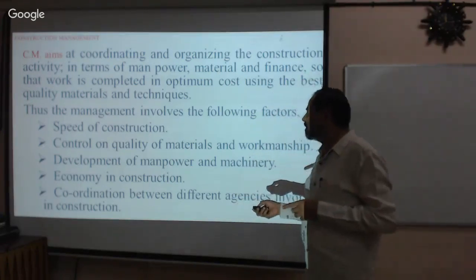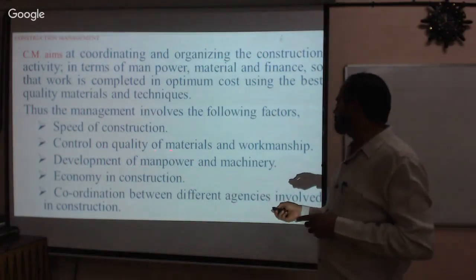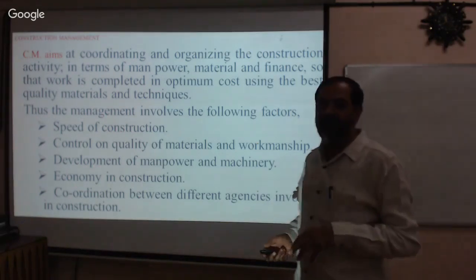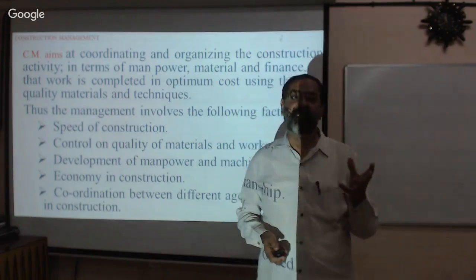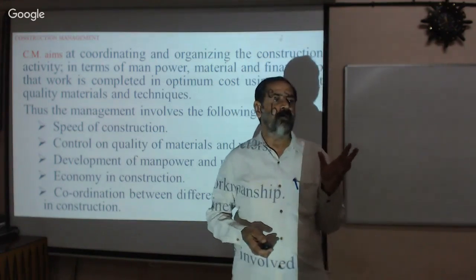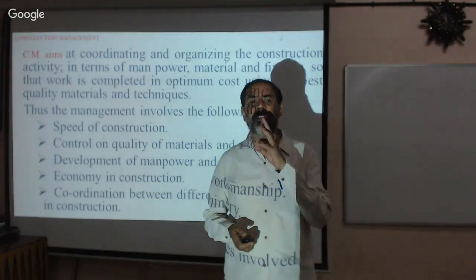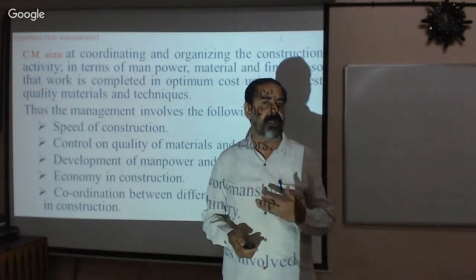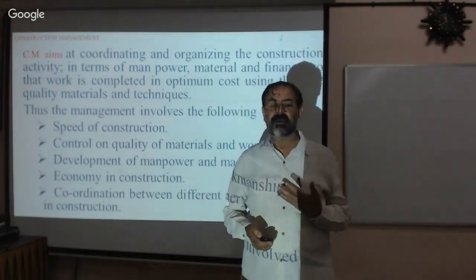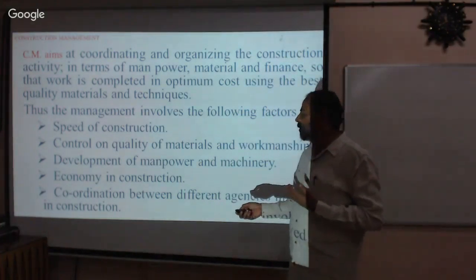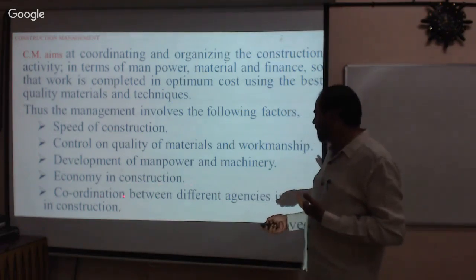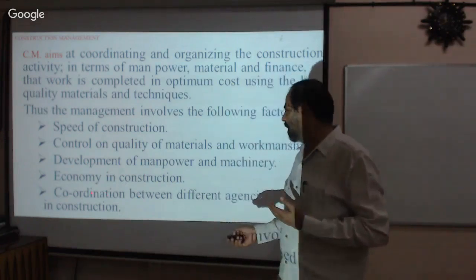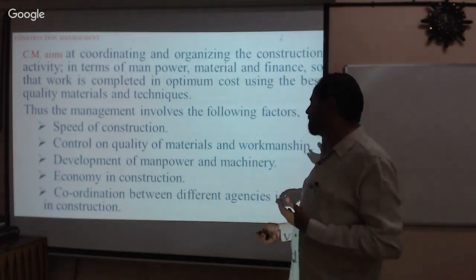Therefore, remember this: quality control of material, and also development of manpower and machinery, one of the most key elements. Manpower means we want the people. I will tell you how many people we want in the construction activity. And economy in construction also needs coordination between the different agencies involved in construction.